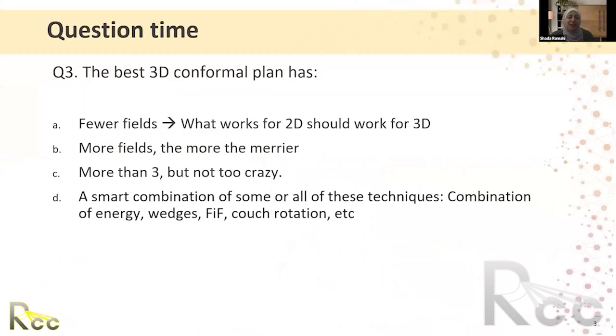Let's see if you remember this question. This is a question that we saw last week. Can we start the Zoom poll, please? So the best 3D conformal plan has fewer fields, whatever works for 2D works for 3D, has more fields, the more the merrier, we should have more than 3 but not too crazy, or maybe we use a smart combination of different energies, wedges, field and field, non-coplanar.